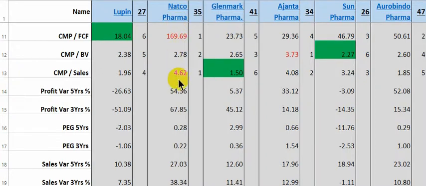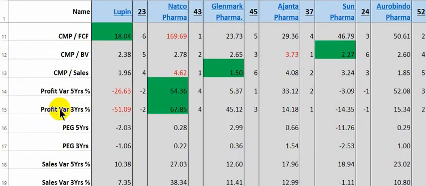Natco Pharma's profit has been growing at 54% over the past 5 years, and at the rate of 67% over the past 3 years. These are very high growth rate figures. Glenmark's profit in the last 3 years has increased at the rate of 45%. When we look at Sun Pharma, both the 5 year profit and the 3 year profit have fallen, at the rate of 3% and 14%. So as investors, we want to always see a positive figure, and that too, if possible, about 10%.